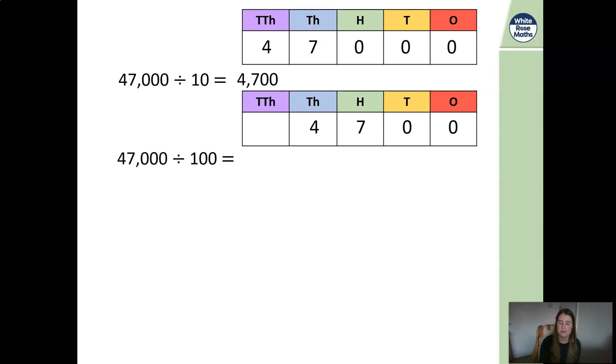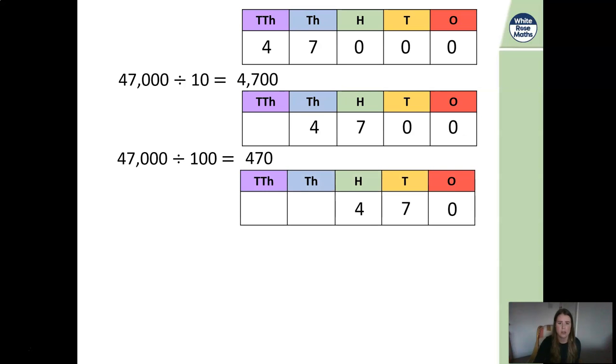Let's see what happens when we divide our original number by 100. So again, looking at our zeros here, this is going to be our clue of how many digits we need to move to the right. So let's divide it by 100. Our answer is 470. Let's see what that looks like on a place value chart. Here again, you can see our numbers have started in our thousands column, and from our 10,000s column, they've moved twice. So all digits have moved 2 digits to the right.